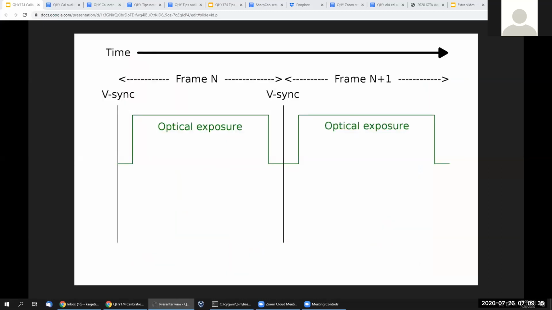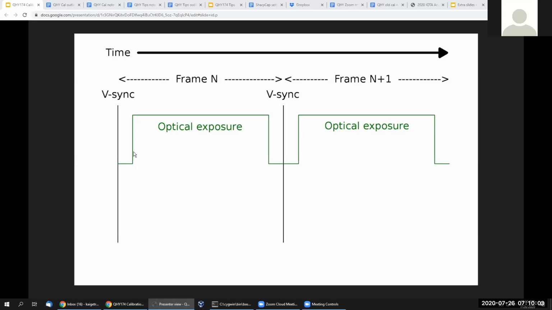So here's a little timing diagram of 2 frames in sequence, because basically, we're repeatedly exposing frame after frame. When this green line rises is when the optical exposure is starting, when we're actually collecting photons. When it falls, we're stopping gathering photons. Ideally, the camera is just dictating the start of exposure here at the vertical sync line, and in a perfect world, the optical exposure would start right away.